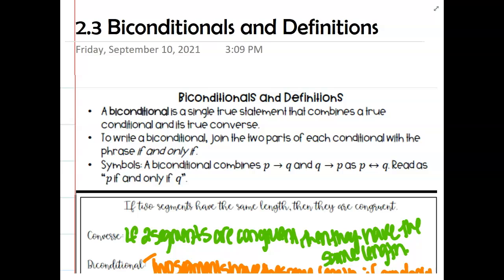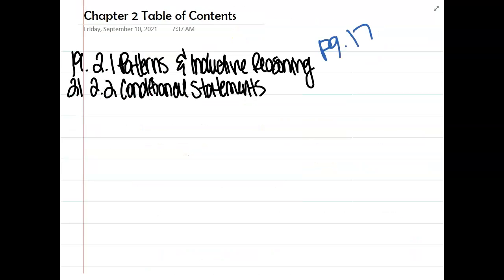Okay, this is getting glued into page 23 of your notebook. We'll fill out our table of contents. This is 2.3.